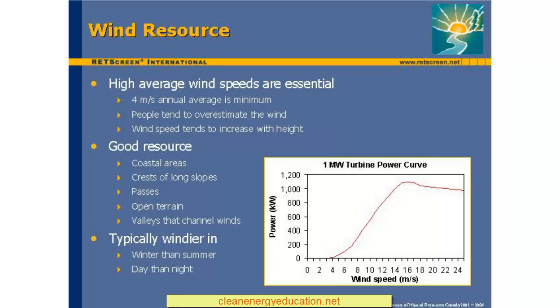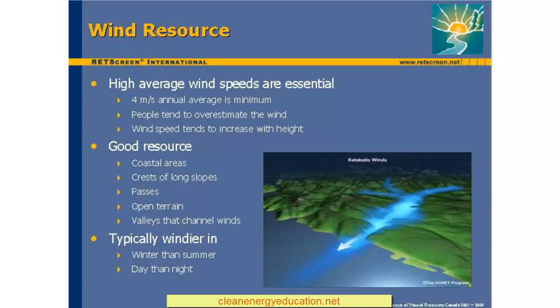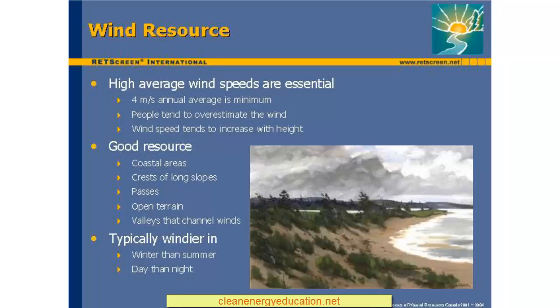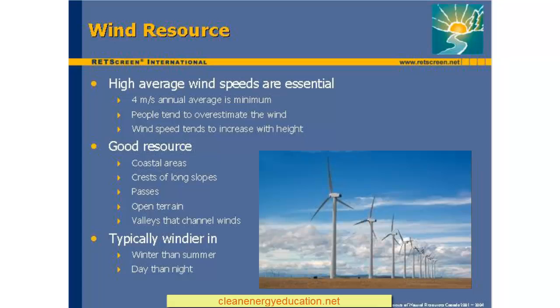Certain topographical features tend to accelerate the wind, and wind turbines are often located along these features. These include the crests of long gradual slopes, but not cliffs, passes between mountains or hills, and valleys that channel winds. In addition, areas that present few obstructions to winds, such as the sea surface adjacent to coastal regions and flat grassy plains, may have a better wind resource.